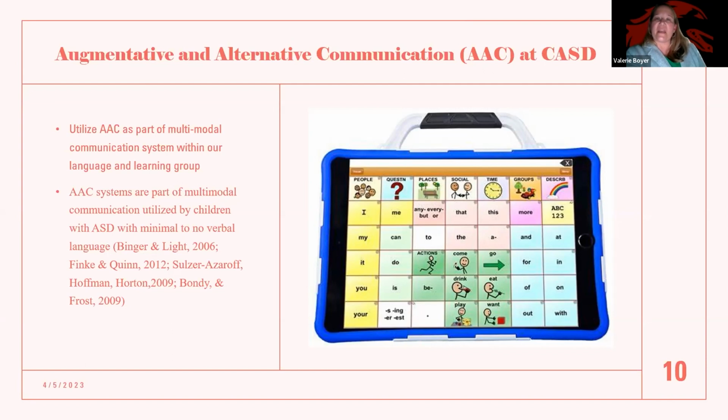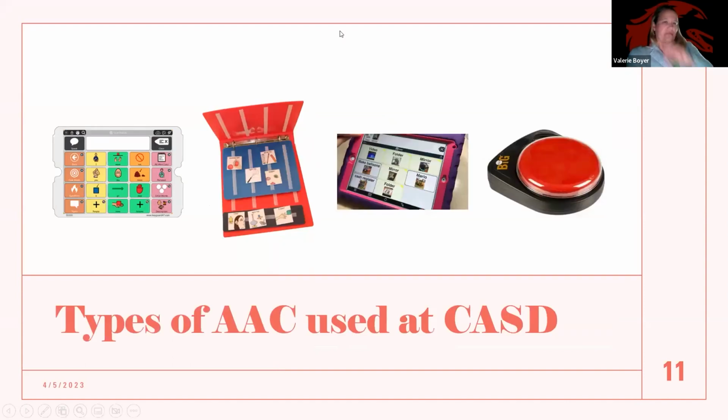So first of all, augmentative and alternative communication we utilize at CASD as part of our multimodal approach to communication within those language and learning groups that Denise was talking about. And we provide AAC systems when we have kids who come in, which we frequently do, who have minimal natural speech. So we would consider them to be minimally verbal types of kids. Next slide, please, Denise. Thank you.